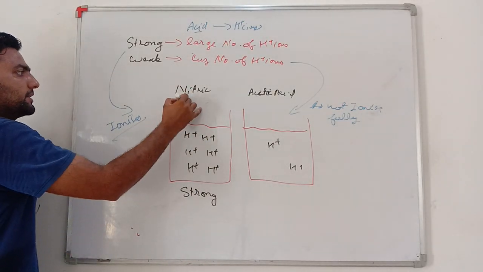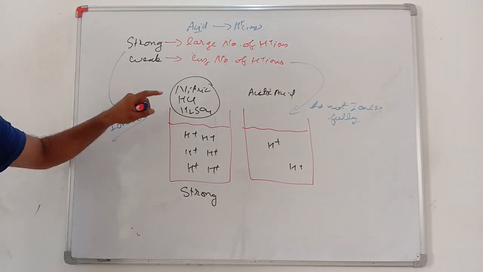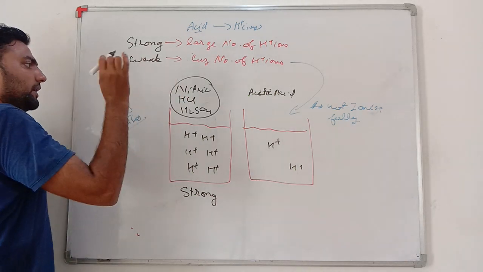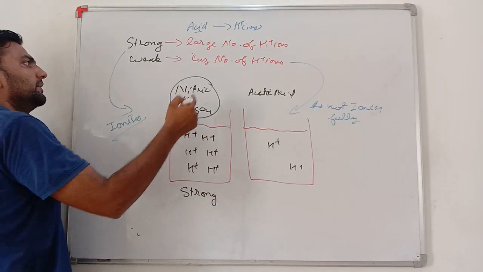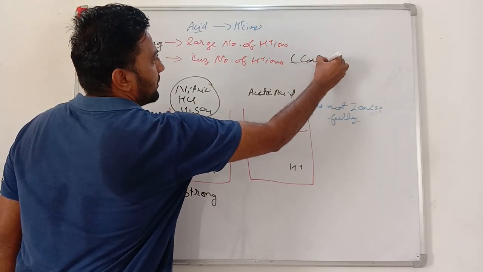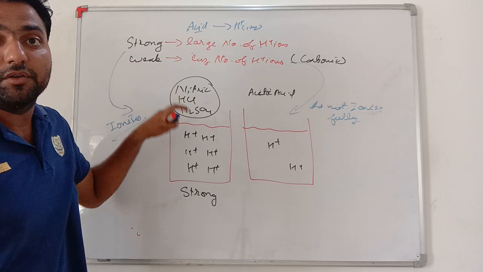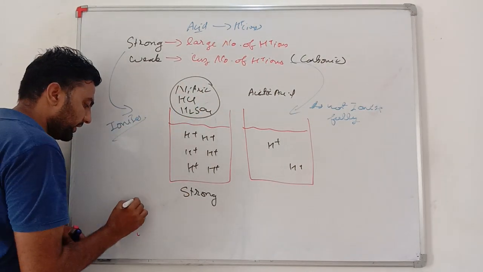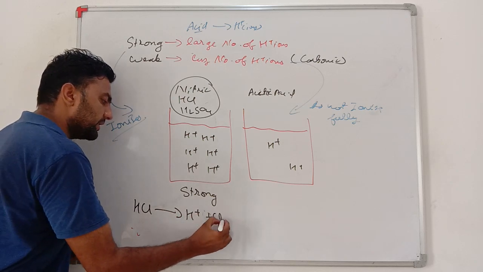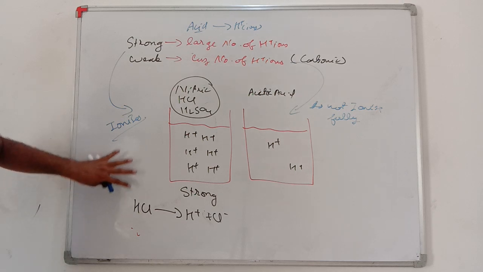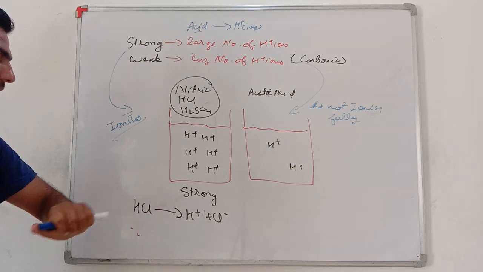Let's take nitric acid, hydrochloric acid, sulfuric acid, which means mineral acids are strong acids. Except carbonic acid. This is the exception. Carbonic acid is a mineral acid, but it is a weak acid. All other mineral acids are strong acids. That is, HCl gives H plus Cl minus. Whenever strong acids are added into water, they fully dissociate and give a large number of H plus ions.